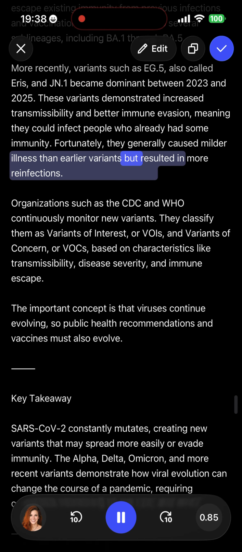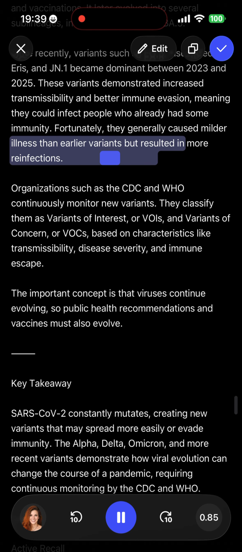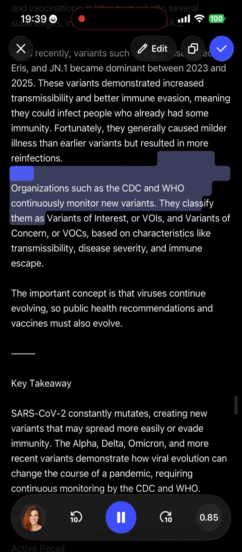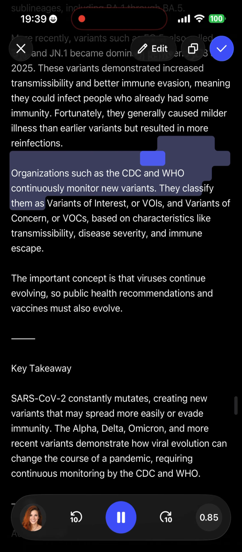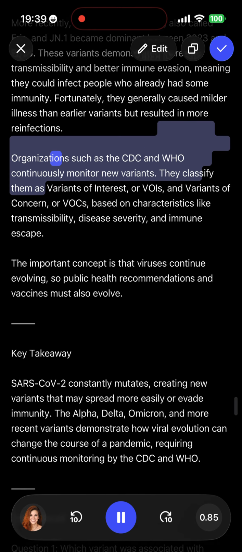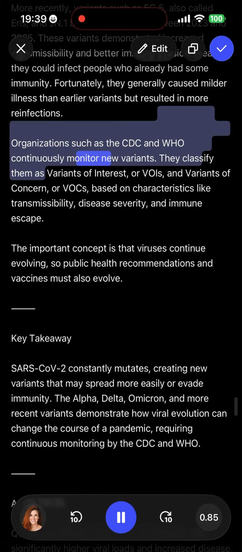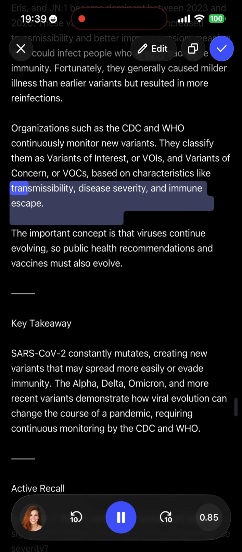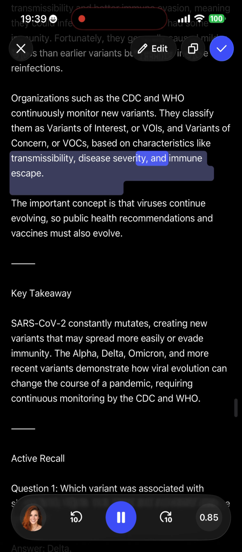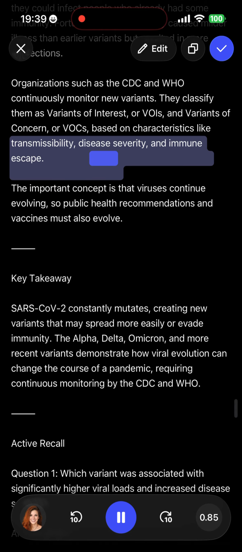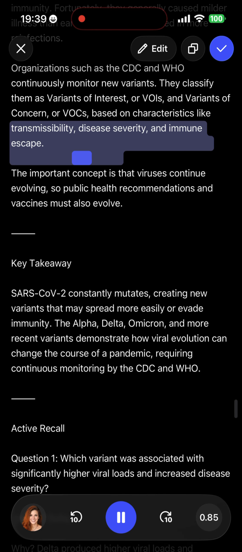Organizations such as the CDC and WHO continuously monitor new variants. They classify them as variants of interest, or VOIs, and variants of concern, or VOCs, based on characteristics like transmissibility, disease severity, and immune escape. The important concept is that viruses continue evolving, so public health recommendations and vaccines must also evolve.